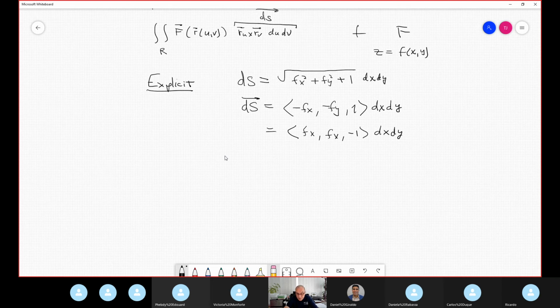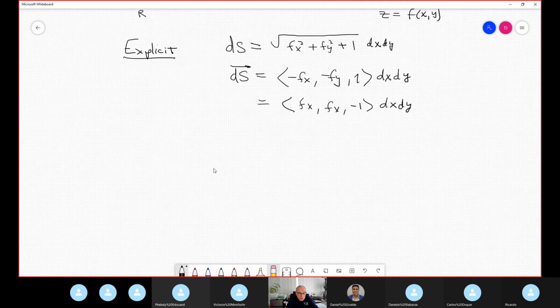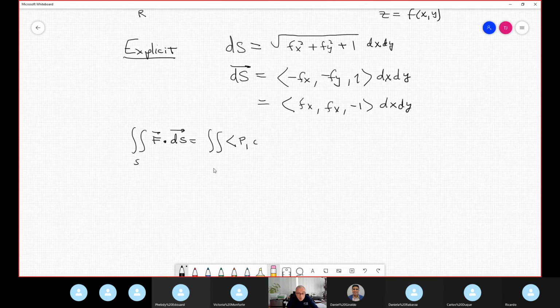Now, you put everything together. Look, this is the surface integral of F dot dS. You know that F has components P, Q, R, and the vector is this. I suppose this version is the most popular: minus Fx, minus Fy, 1, dx dy. So at this moment you are doing this substitution. This is no longer a surface integral, it is a double integral.